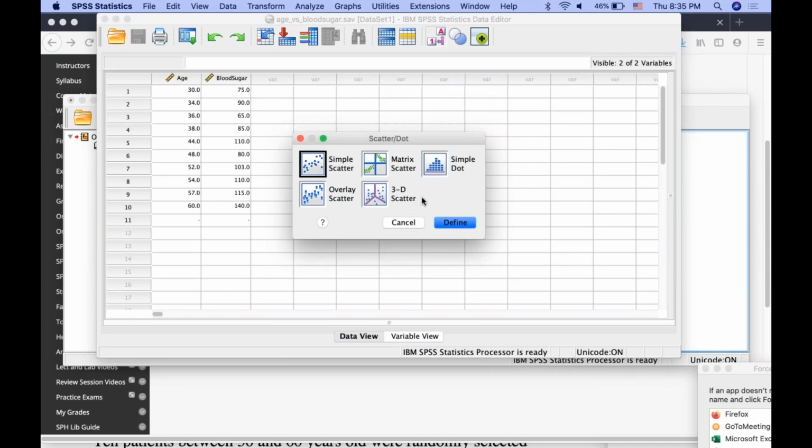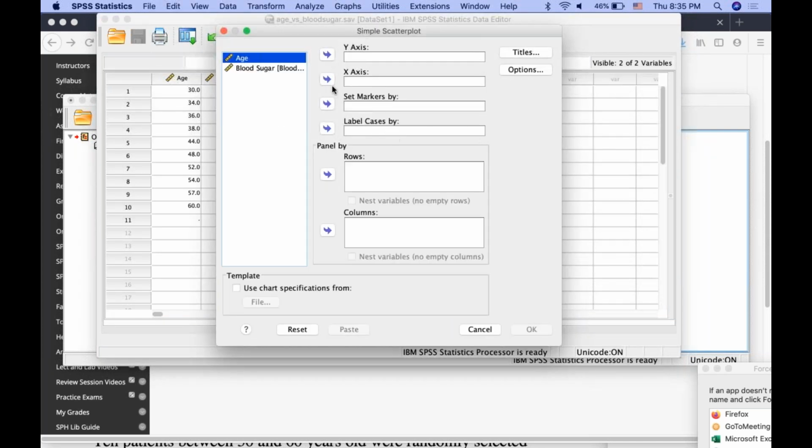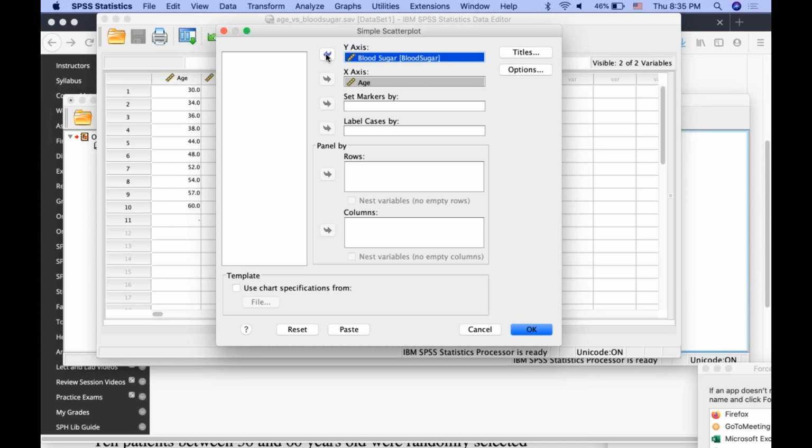So I'm going to click a simple scatter plot. And I'm going to tell it on the x-axis, I'm going to put age. On the y-axis, I'm going to put blood sugar. So now, I could have reversed those. As far as correlation is concerned, it doesn't matter which one you put in the x-axis, which one you put in the y-axis. You'll still get the same result for your Pearson's correlation coefficient, for that number that tells you how strong the correlation is or whether it's significant.